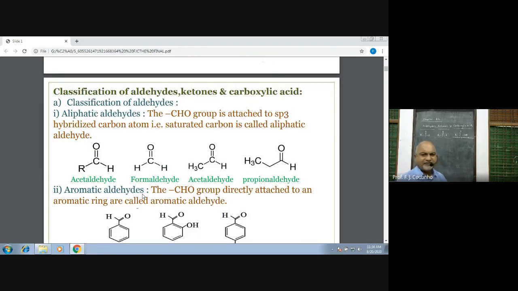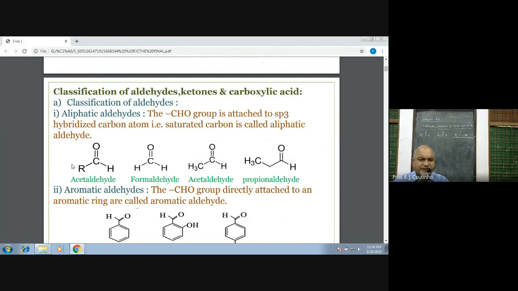Methyl is an aliphatic alkyl group. Ethyl is an aliphatic alkyl group. So it is an open chain. Aliphatic means open. The CHO group attached to an sp3 hybridized carbon atom, that is a saturated carbon, is called an aliphatic aldehyde. Now if you see here acetaldehyde, how is it acetaldehyde in this case?